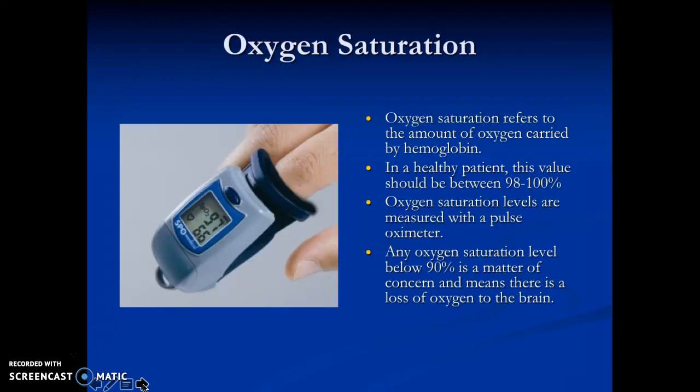So this is a pulse oximeter image of one, which is measuring the oxygen saturation level. That just refers to the amount of oxygen carried by hemoglobin. Any oxygen saturation level below 90% is a matter of concern, right? It means there's a loss of oxygen to the brain. It is not necessary to use a pulse oximeter for nitrous oxide sedation.